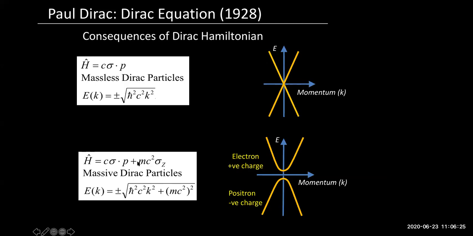And if you add a mass, so here's a mass term, you get massive Dirac particles. And the dispersion looks linear at high energies and sort of rounds out at low energies because of the mass. But in any case, the moment he wrote down this equation, it was very clear that you get two kinds of solutions. One is positive energy solutions and the negative energy solutions. And the negative energy solutions are now, as we know, antiparticles.